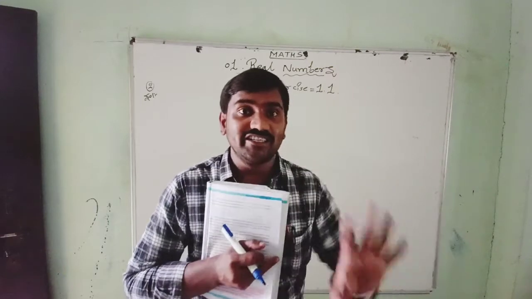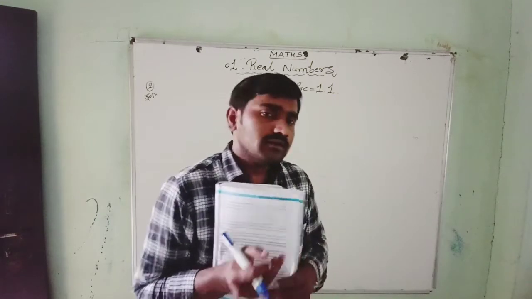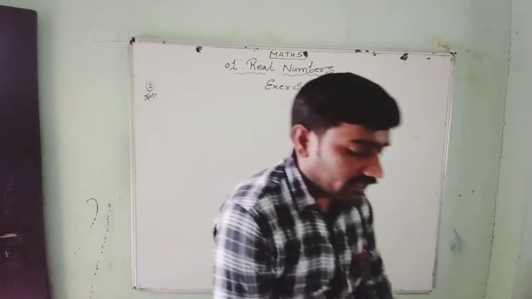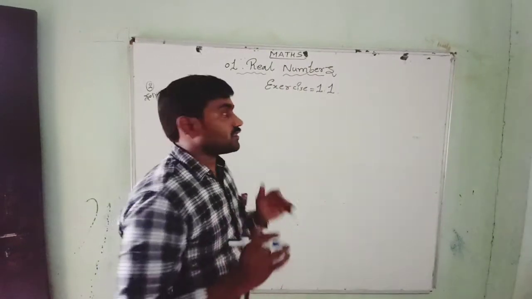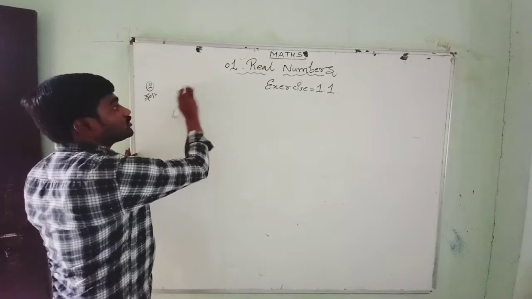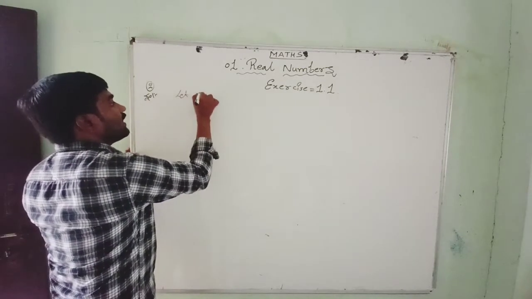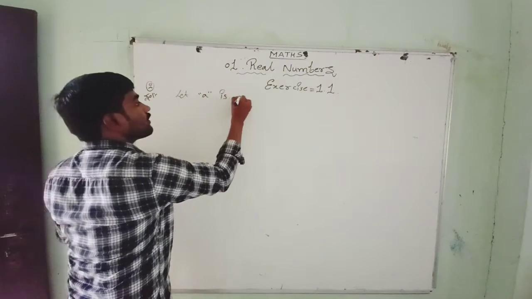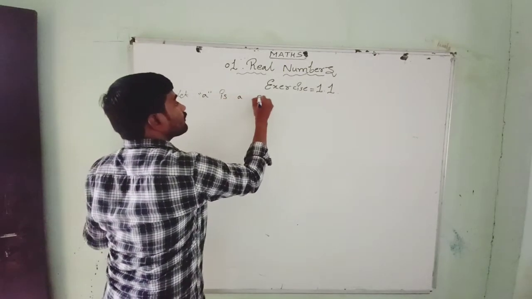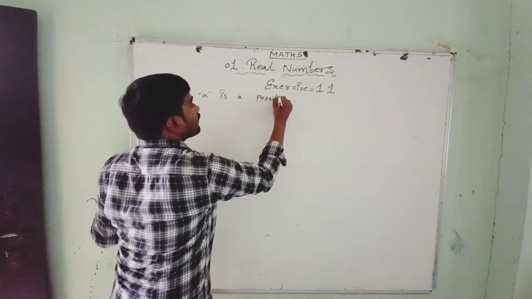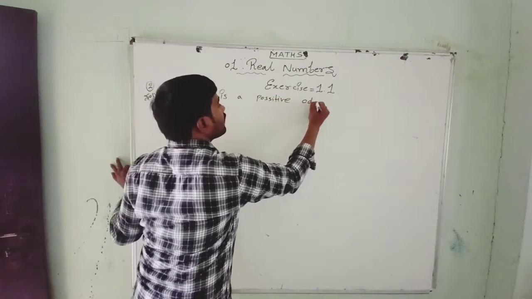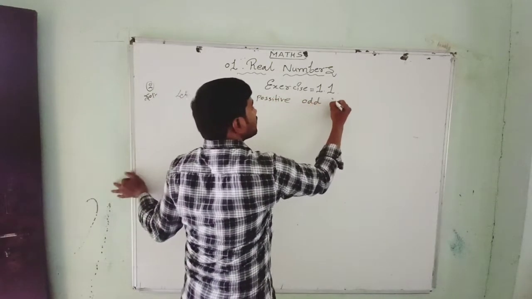They are already odd integers. We have to prove that they are odd. Let's prove it. We know the division algorithm. Let a be any positive odd integer. Write here: let a be a positive odd integer.